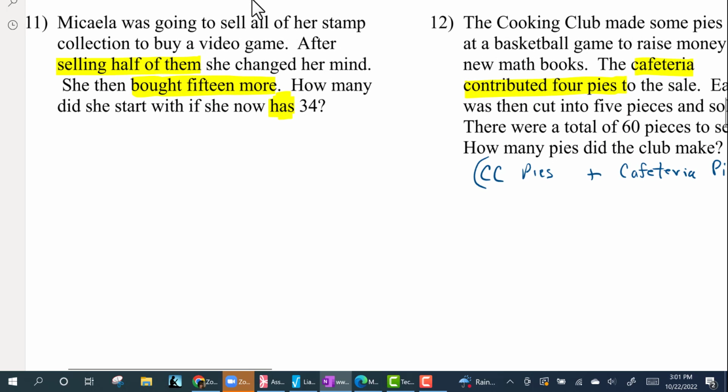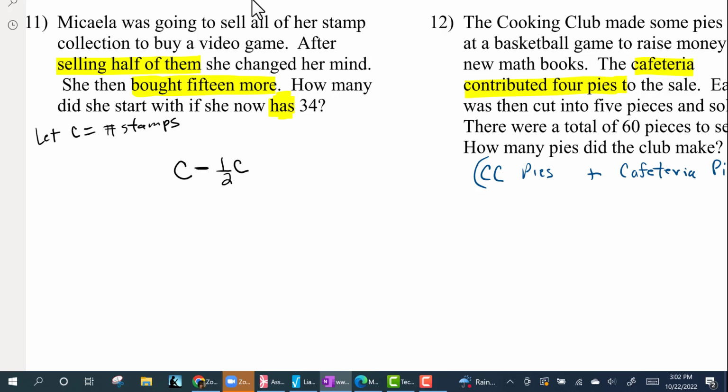Okay. Michaela's going to sell all of her stamp collection. So I'm going to put C for stamp collection. In fact, you could even say, let C equal stamp collection. And maybe the number of stamps in the collection, maybe that's what we should say. C is equal to the number of stamps in the collection. Okay, so she has some stamps. Selling half of them, selling means you're going to be getting rid of some, right? And it's half, so it's half of C.